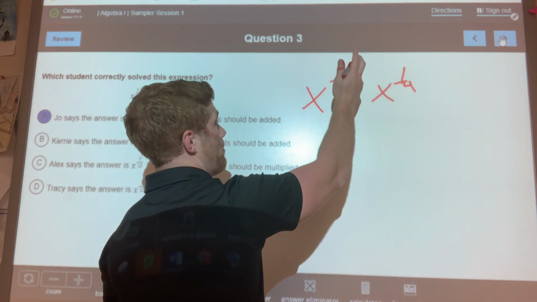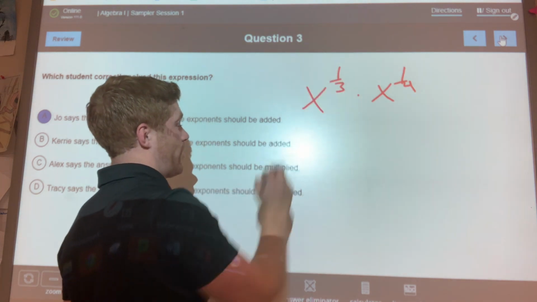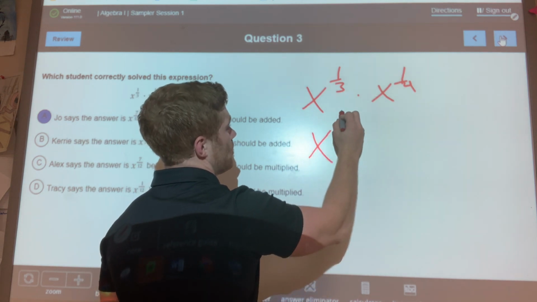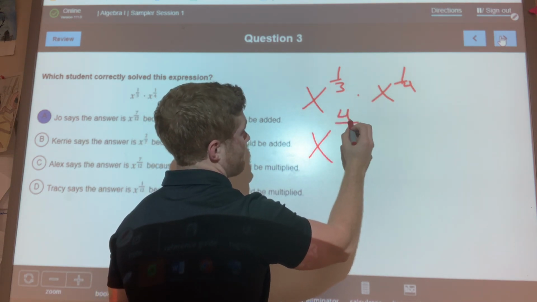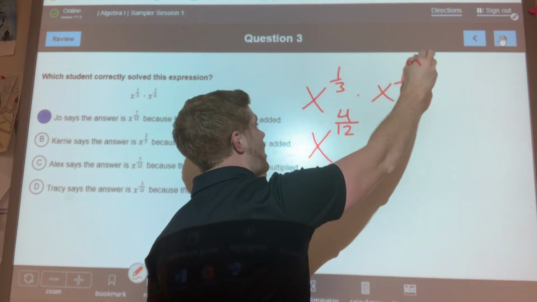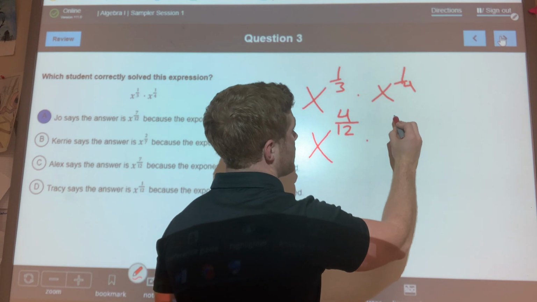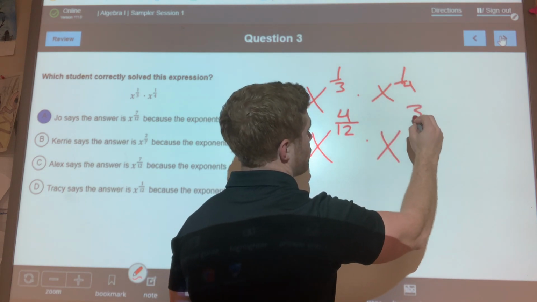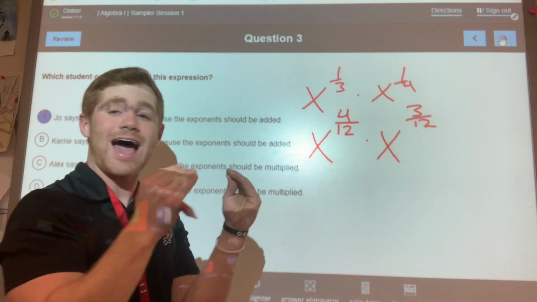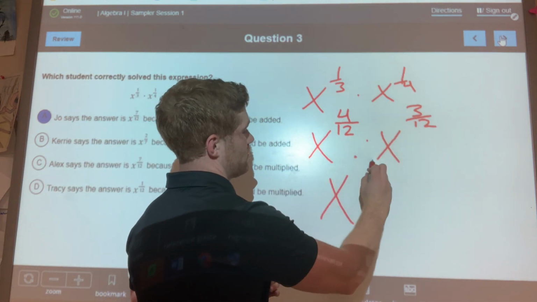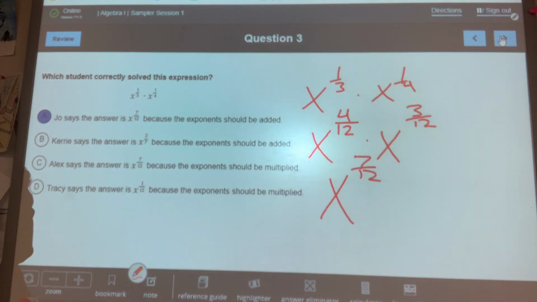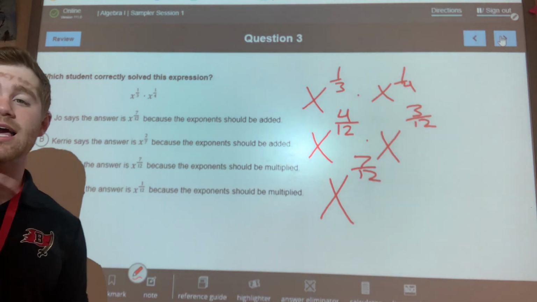So to do that, I multiply the entire exponent by 4. And I'll show you why. I multiply it by 4/4. So it turns into 4/12. And I'll multiply the entire exponent over here by 3/3. So I'm left with 3/12. Okay, so now our denominators are the same. So whenever I add them, I get x to the 7/12. Okay, so it's going to be A. Joe says the answer is x to the 7/12 because the exponents should be added.